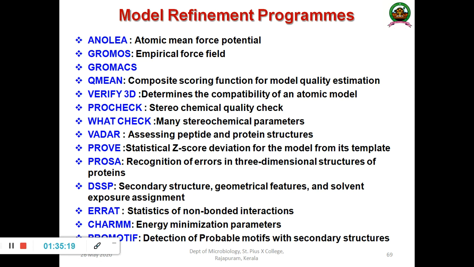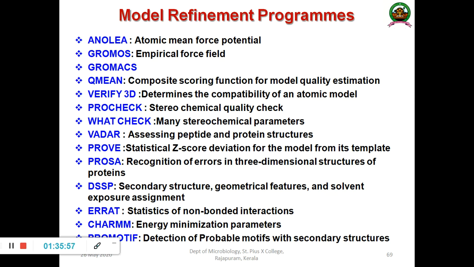What bioinformatics tools are you going to use for model refinement and validation? There are a lot of tools. One is ANOLEA, Atomic Non-Local Environment Assessment, then GROMOS, GROMACS, QMEAN, Verify 3D, and PROCHECK. PROCHECK checks the stereochemical quality, especially the Ramachandran plot. Then WHAT CHECK checks many stereochemical properties. Verify 3D checks the atomic compatibility, the 1D to 3D ratio: 1D means the sequence level, 3D means the structure level.